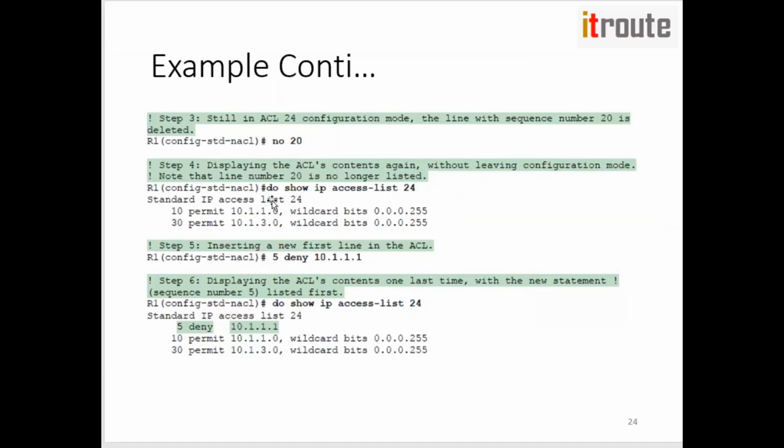If you want to insert a new line, you can say 5 deny 10.1.1.1. Then do show IP access list 24, and you can see that the new line has been added.